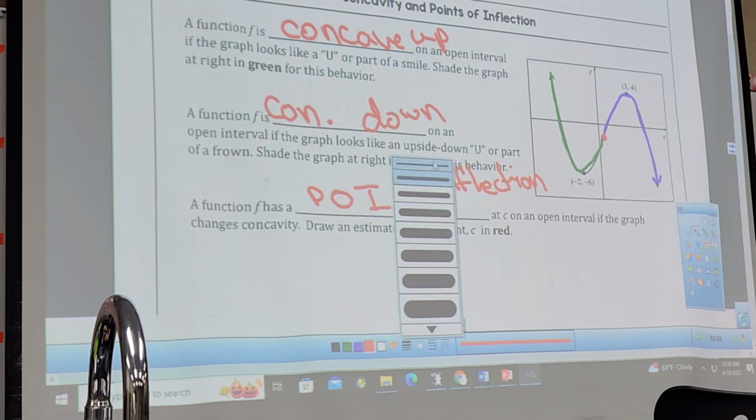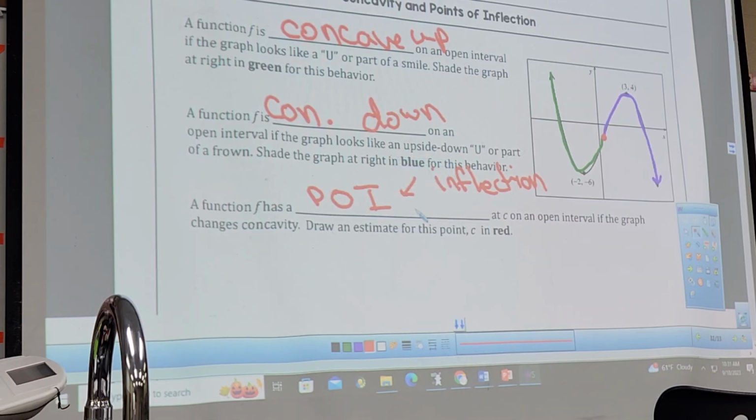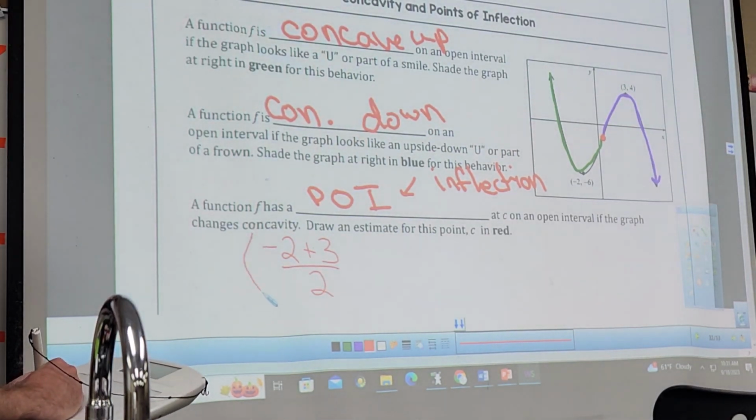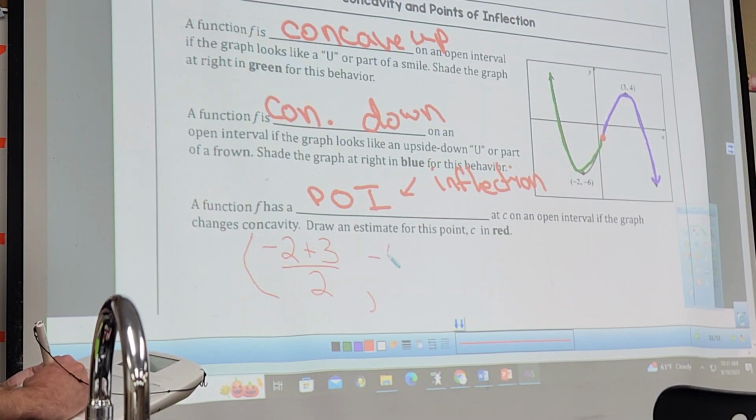Do you guys remember it? It comes up in Algebra 2, geometry, Algebra 1, and in 8th grade math. So you add up your x's and you divide by 2. You just find the average of your x, average for your y.